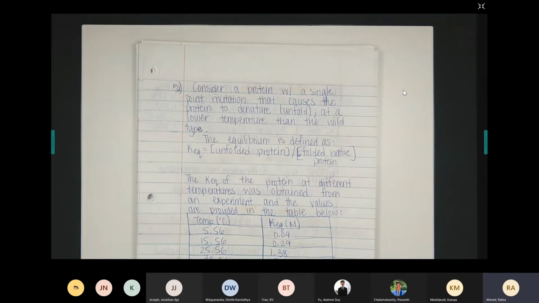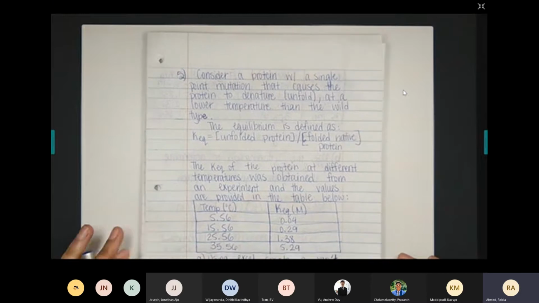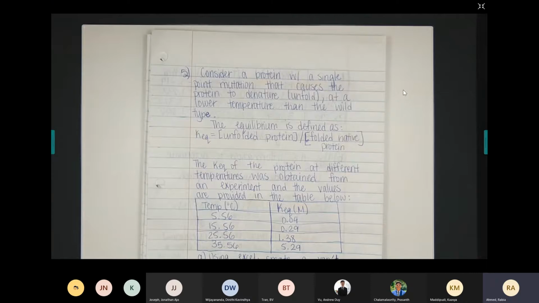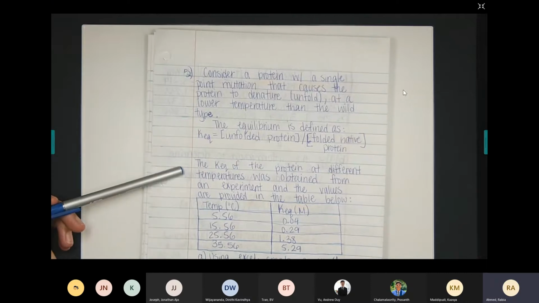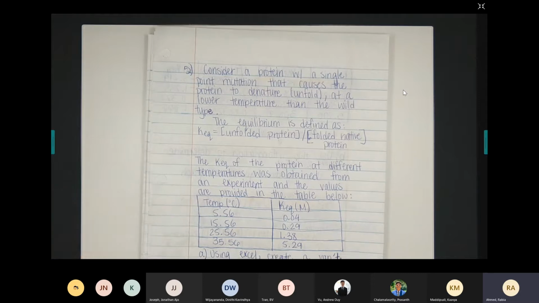Okay. So we're going to start off with number 5. Consider a protein with a single point mutation that causes the protein to denature, unfold at a lower temperature than the wild type. The equilibrium is defined as KEQ equals unfolded protein over folded native protein. The KEQ of the protein at different temperatures was obtained from an experiment, and the values are provided in the table below.